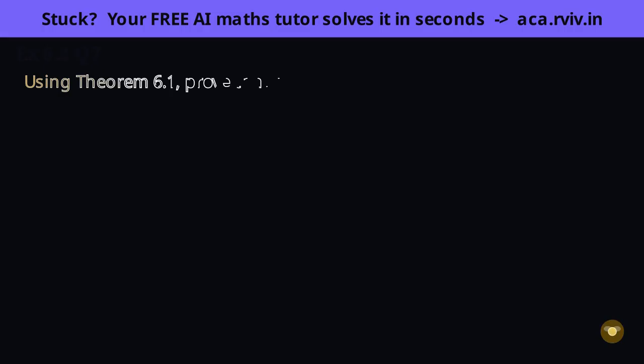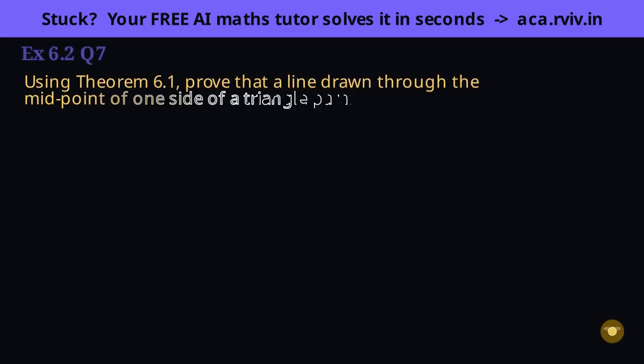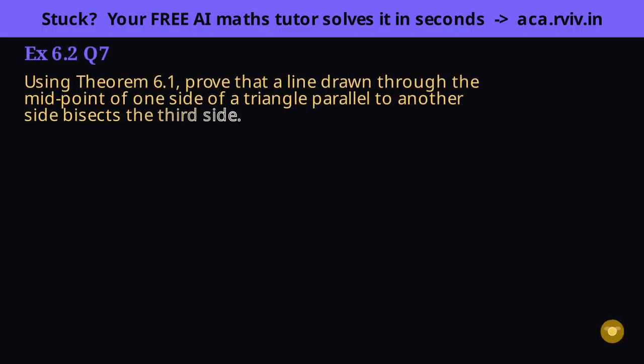The midpoint makes one ratio equal to 1, forcing the other to be 1 too. Set up: in triangle ABC, let D be the midpoint of AB and draw DE parallel to BC. To prove: E is the midpoint of AC. Since D is the midpoint, AD equals DB, so their ratio is 1.